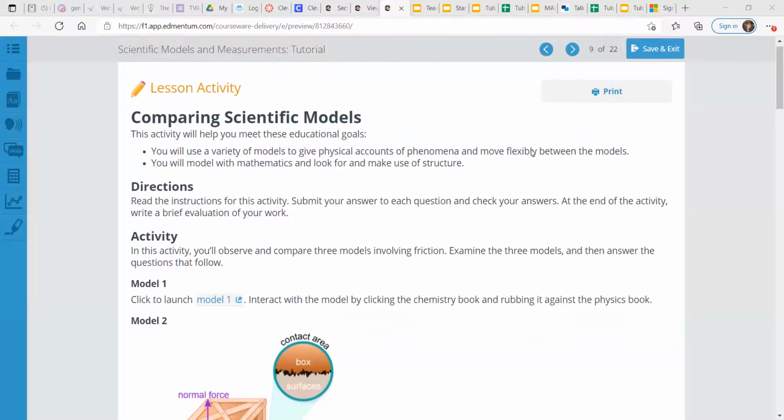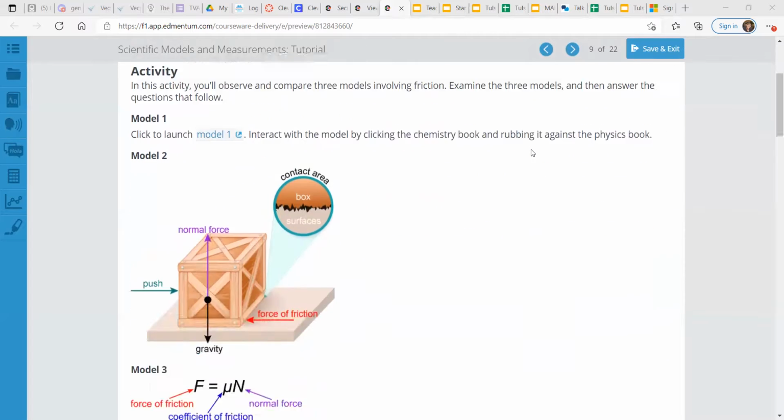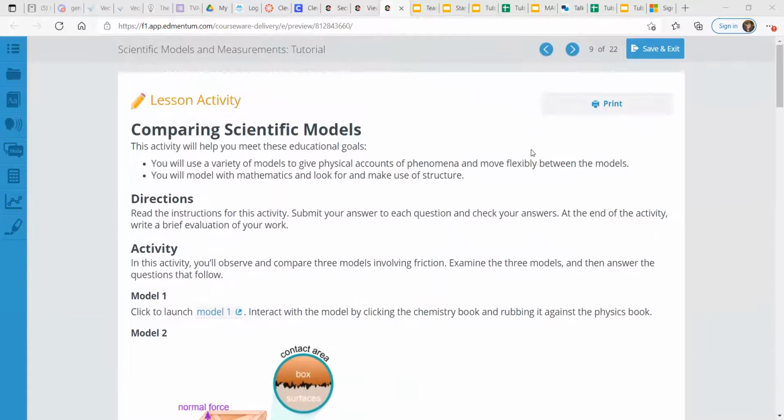Hey, it's Mr. Shrum, and I'm on the Scientific Models and Measurements tutorial, and I'm going to walk through the lesson activity and help you all through the model and answering the questions afterwards. So here we go.